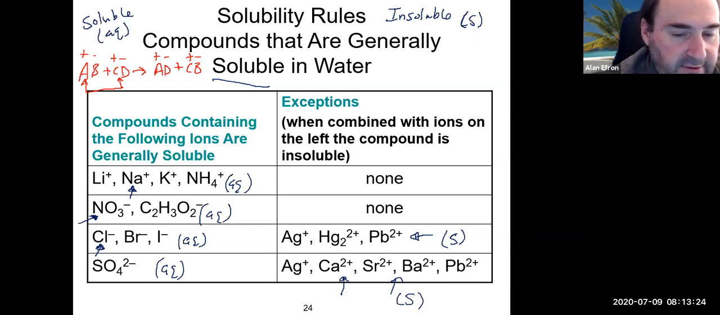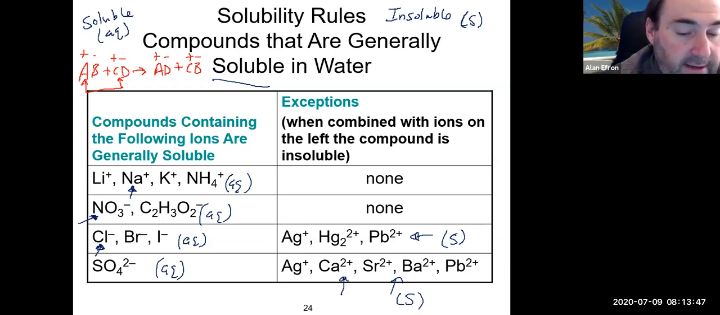So here are some of those rules, just to remind you, that are soluble in water. Pretty much group one, so lithium, sodium, potassium, ammonium, nitrate, and acetate, they're all soluble. As we saw last time, as soon as you see those in a formula, you could pretty much stop. You could go, okay, I know there's going to be aqueous. Really don't have to worry too much about it.